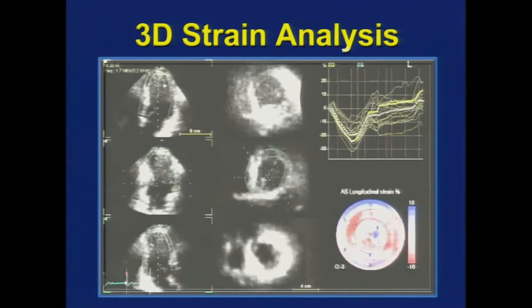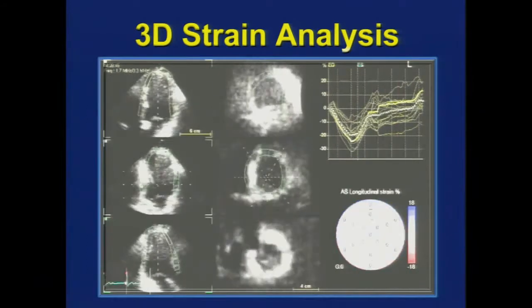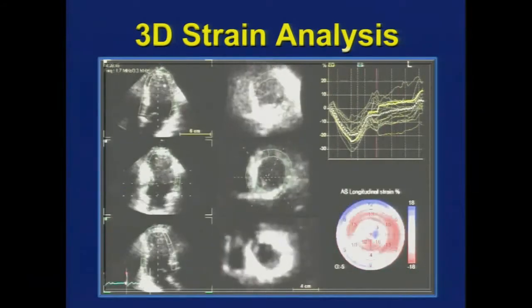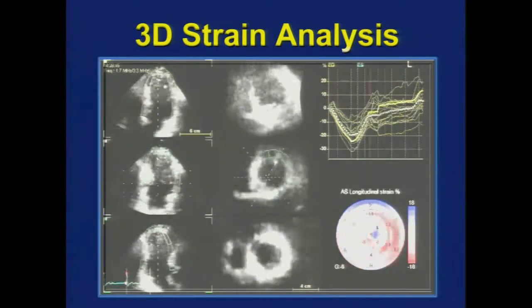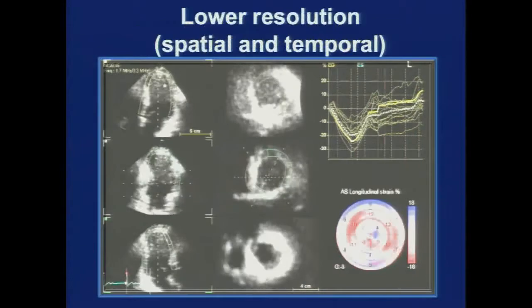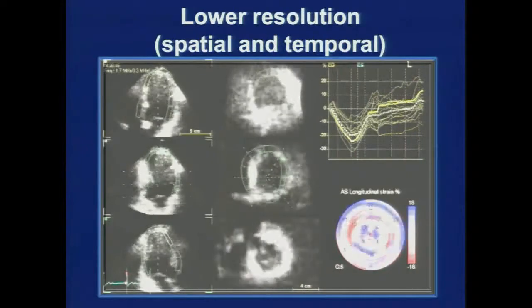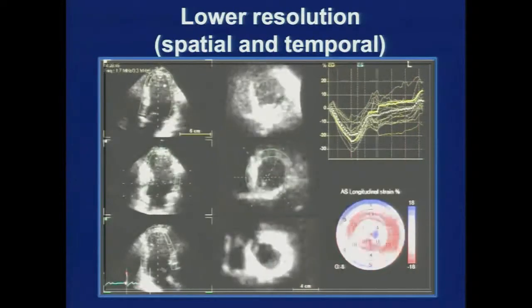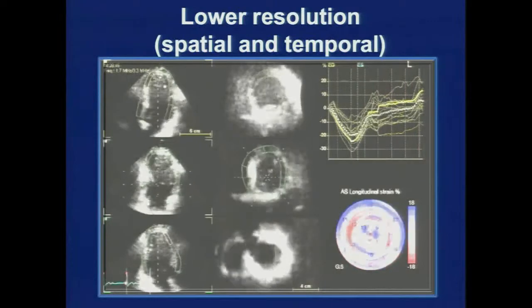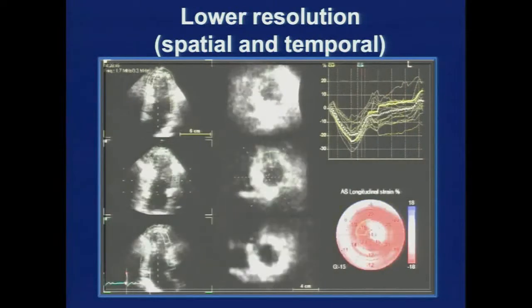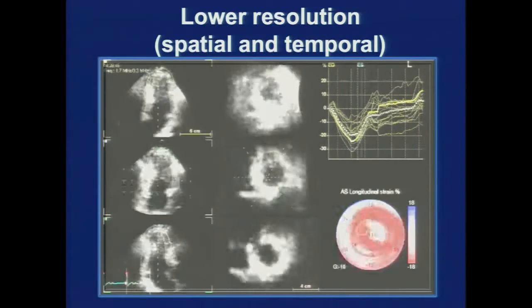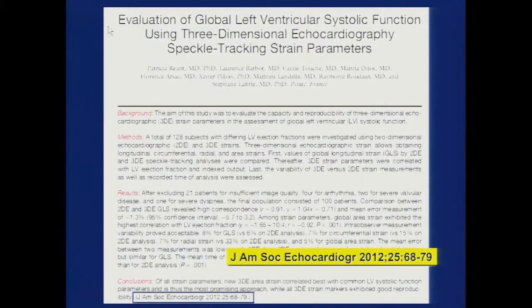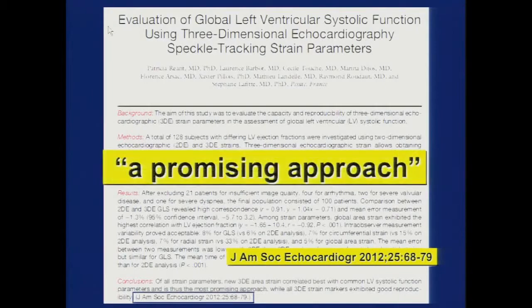A brief comment about 3D strain analysis. No doubt, three-dimensional imaging has been a wonderful advent to echocardiography. It's just that because of issues of lower resolution, both spatial and temporal resolution, 3D imaging, although here to stay for anatomy, has been a bit disappointing for strain because it's a little bit less accurate. And so what does the ASE say about this? It remains a promising approach.